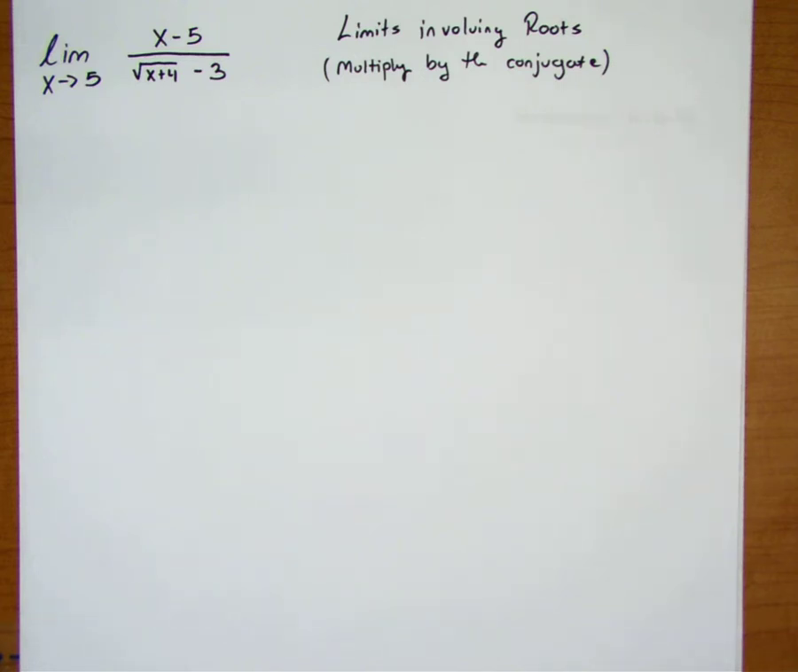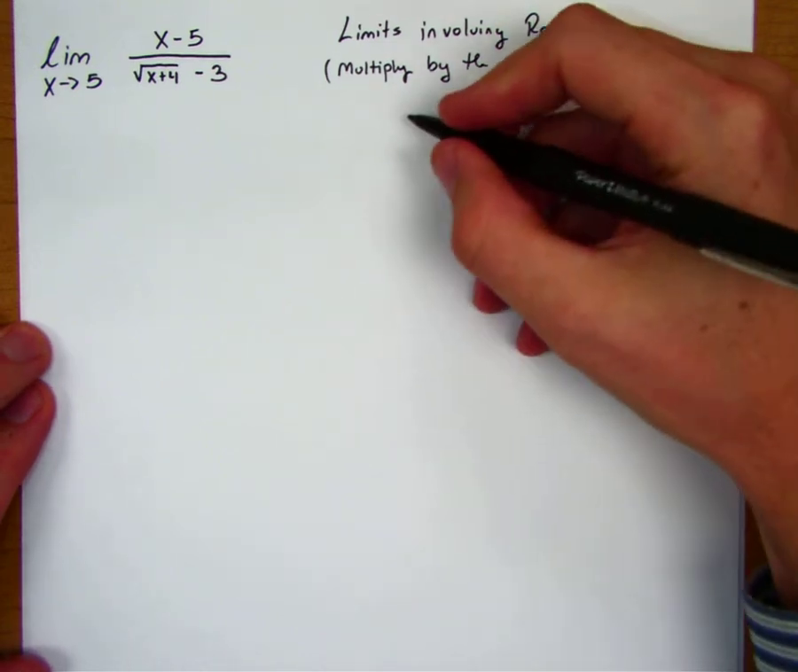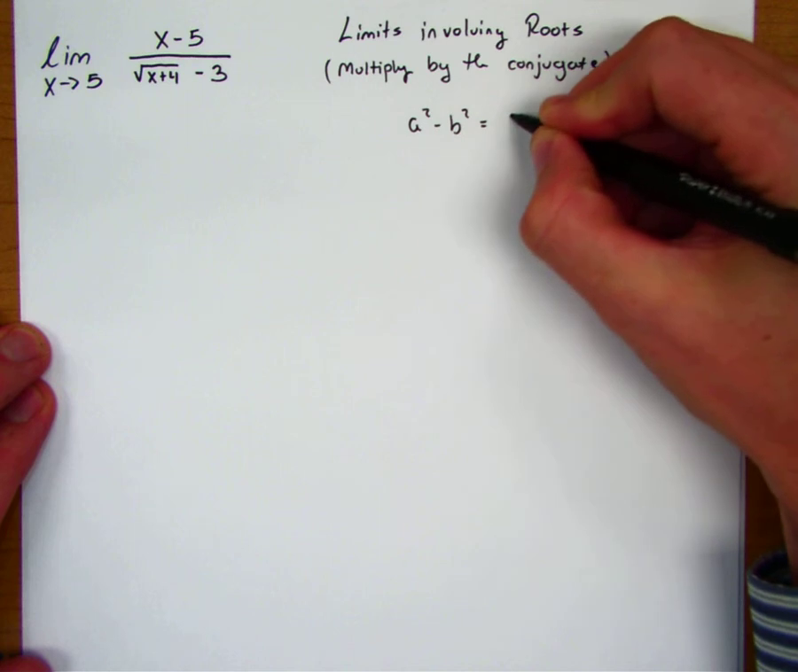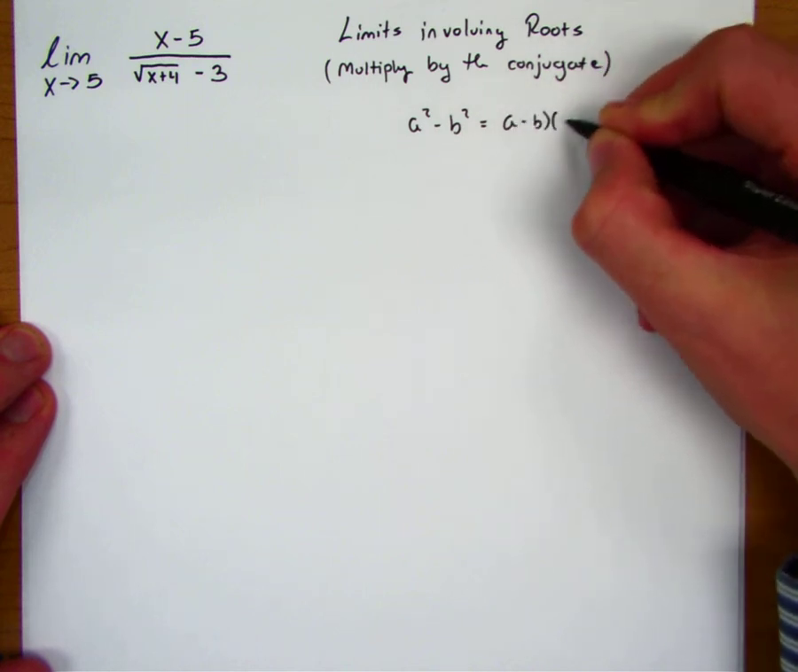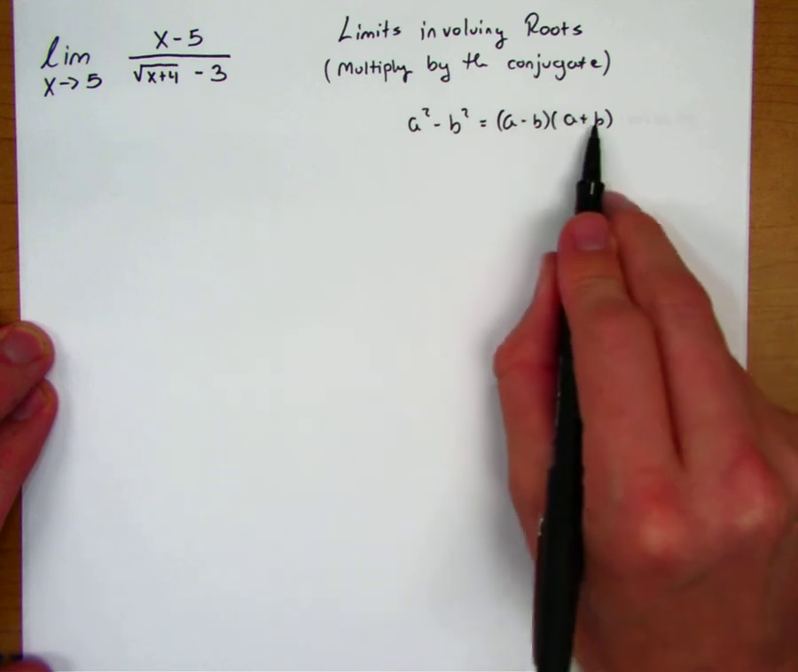So the problem we have here is another limit, but this one involves a square root. The main idea for this one is the idea of using the conjugate. Now a conjugate is something we've seen before, but kind of in a different way. We all know that a squared minus b squared factors to a minus b times a plus b. Well, these two are conjugates of each other.